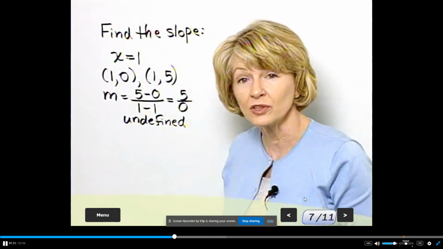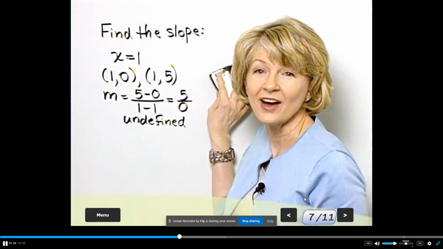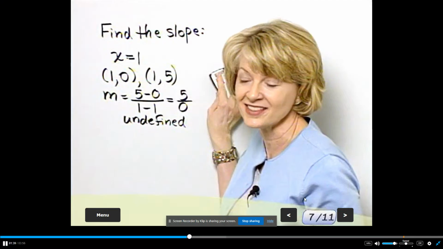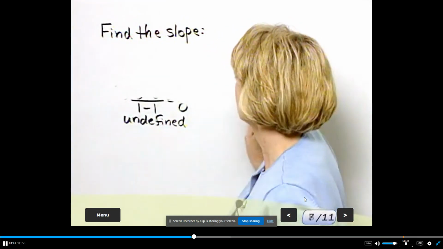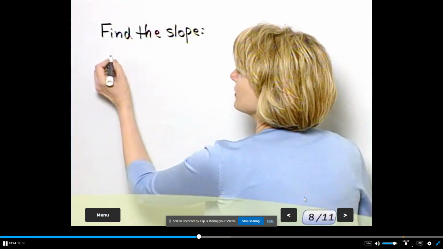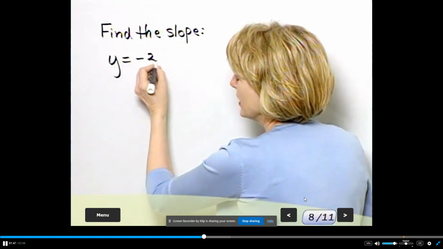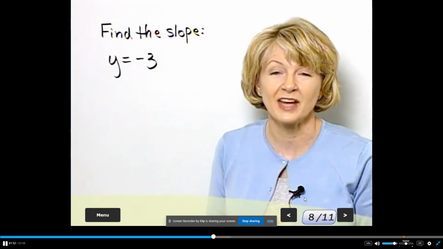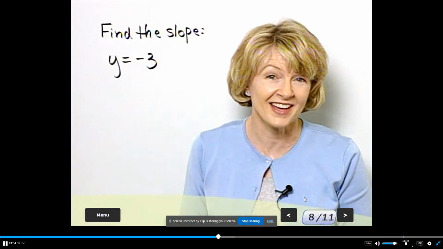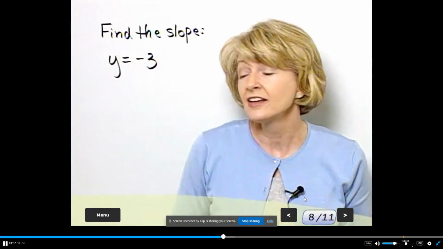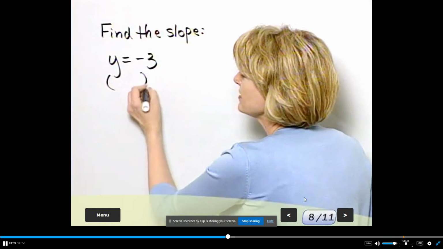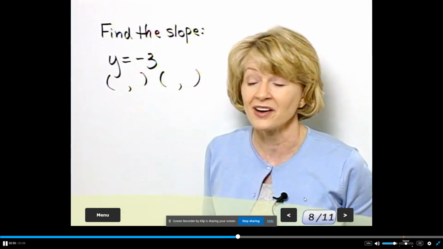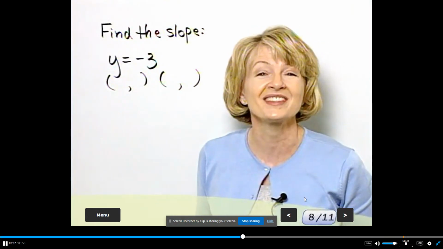Let's now also look at a horizontal line. Now a horizontal line has a general form, y is equal to a constant. Here is my equation. Let's now find the slope of this special type of line. What type of line is it again? It is a horizontal line. So we're going to find the slope by using the slope formula. Let's write down a few points that are ordered pair solutions of this equation.